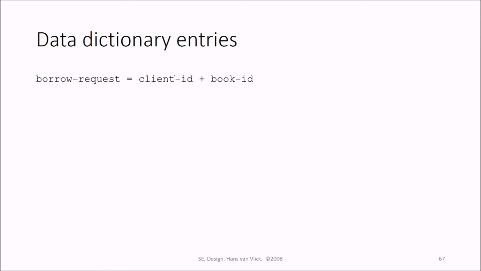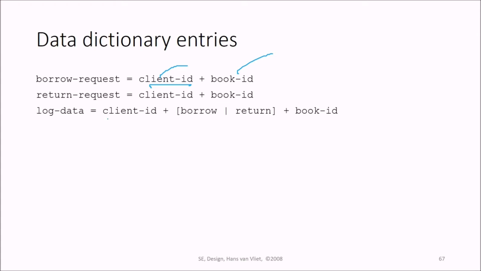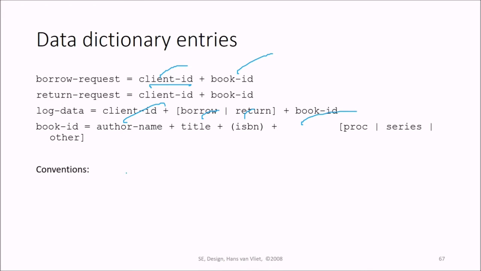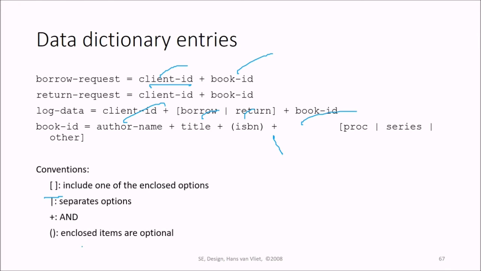Then we come to the data dictionary entries. This is the data dictionary entries, like borrow request will have client ID plus book ID, and likewise, various log data can have client ID plus borrow, return, anybody plus the book ID. So the conventions used here are: in square brackets we include one of the enclosed options. The pipe separates the options, plus means and, and round brackets mean enclosed items are optional.